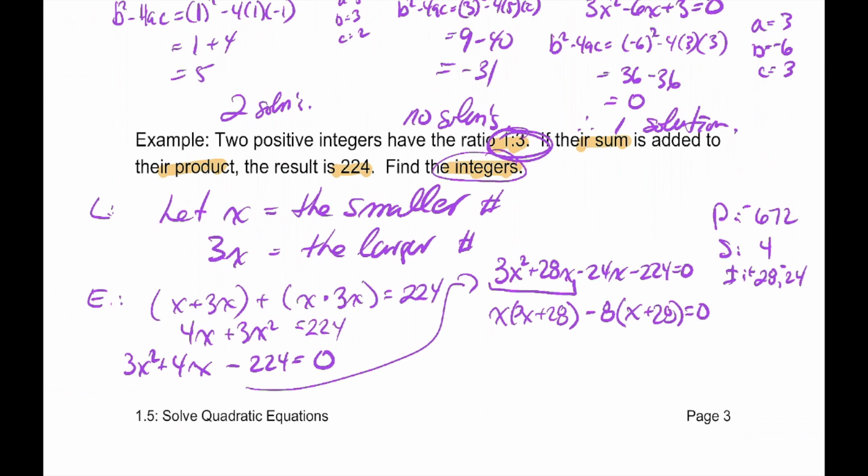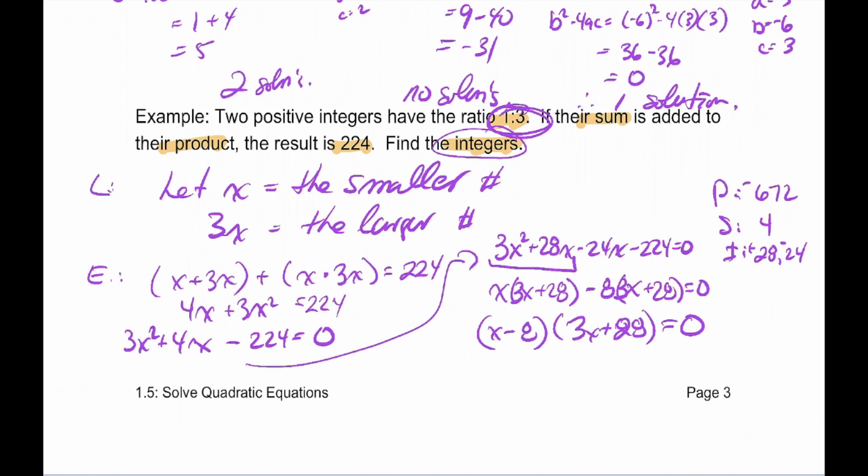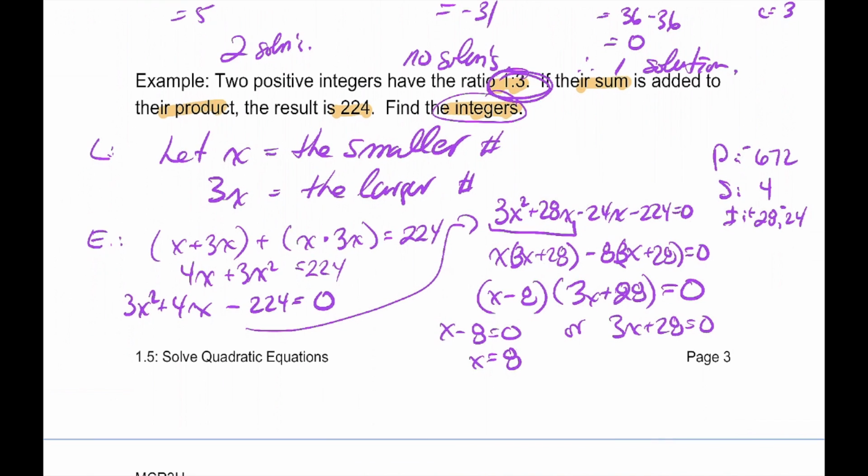Oh, I forgot the 3 here. Sorry, my bad. So my factors are now, got the 3 over there as well. So here we're going to get x minus 8 is one of my factors, and 3x plus 28 is the other factor. So solving for both, x minus 8 is equal to 0, or 3x plus 28 is equal to 0. Well, in this case, x is equal to 8. And the other solution I have is going to be 3x is equal to minus 28.